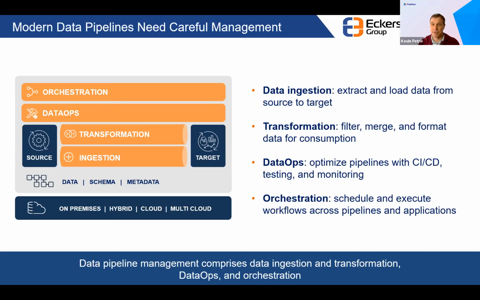Data ops means that you're looking at ways to optimize your pipelines through CI/CD, continuous integration and continuous deployment or delivery of pipeline code, branching and merging different pipelines in order to optimize how they deliver data in a timely and accurate fashion. And then there's the need to orchestrate these pipelines. This overlaps a fair amount with data ops, but you'd want to be able to schedule and monitor and optimize the workflows across pipelines and then between pipelines and the applications that consume the data. So there's a lot going on in this segment, data pipeline management. It comprises these four segments: data ingestion and transformation, data ops, and pipeline orchestration.